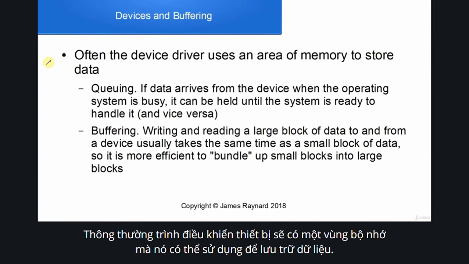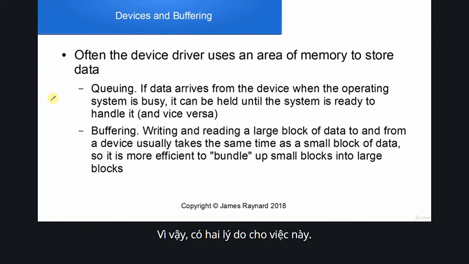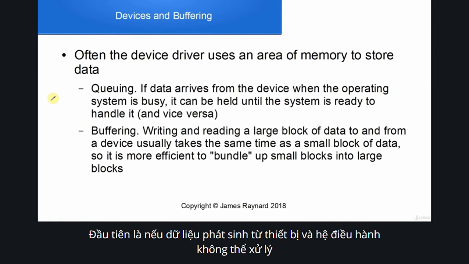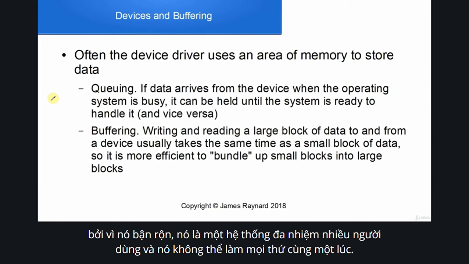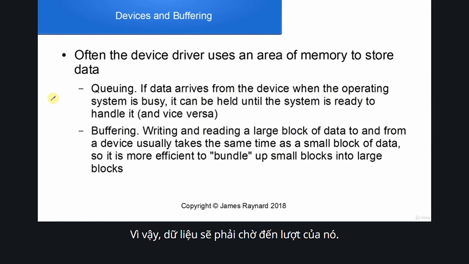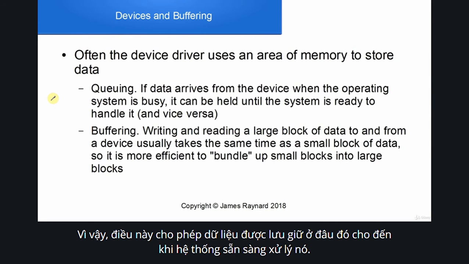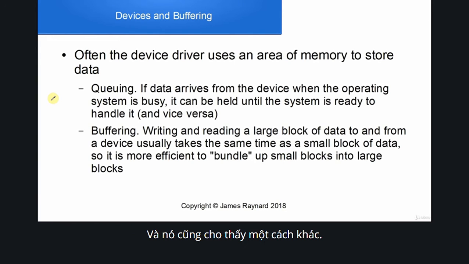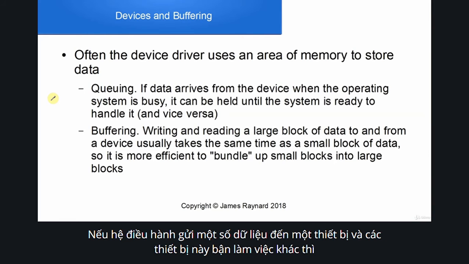Usually the device driver will have an area of memory which it can use for storing data. There are two reasons for this. The first one is that if the data arrives from the device and the operating system isn't able to handle it because it's busy, it's a multi-user, multitasking system, and it can't do everything at once, the data will have to wait its turn. So this allows the data to be kept somewhere until the system is ready to handle it. And it goes the other way as well. If the operating system sends some data to a device and the device is busy doing something else, then it'll get queued up in the device driver.